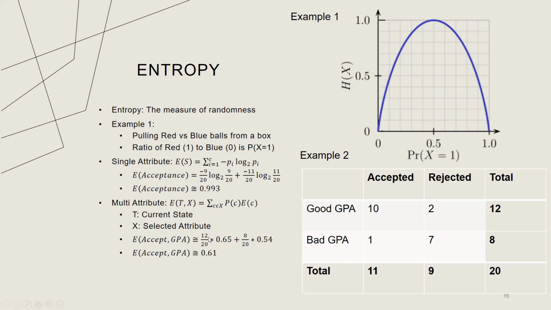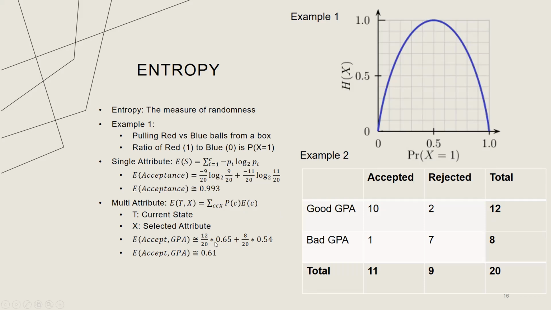In our case, we're going to be talking about acceptance and GPA and their relationship to one another. So what is the probability that someone exists with a good GPA? If you check our graph here, that is 12 out of 20. So again, our probability of C is 12 out of 20. Now we want to multiply it by the entropy that we calculated before. If you do all the math again, we get the entropy being 0.65.